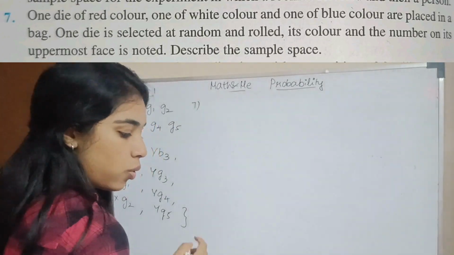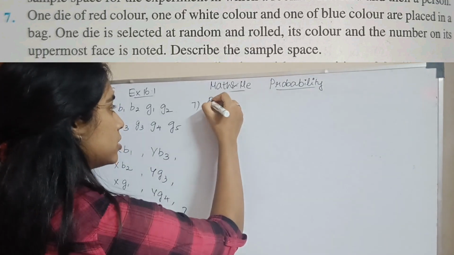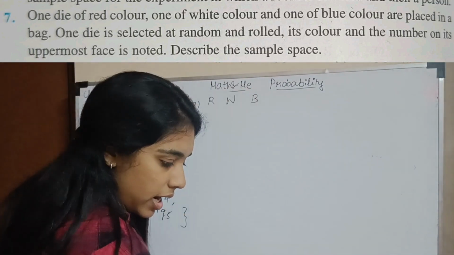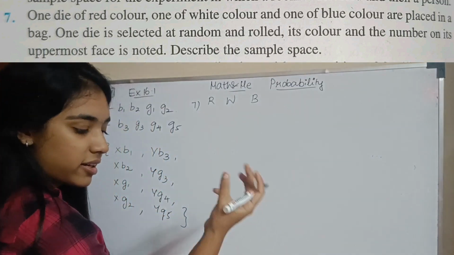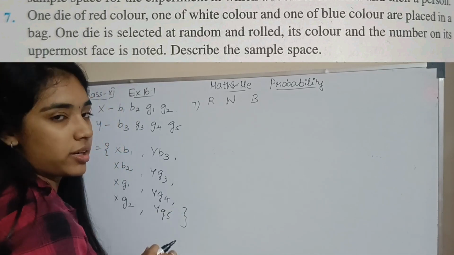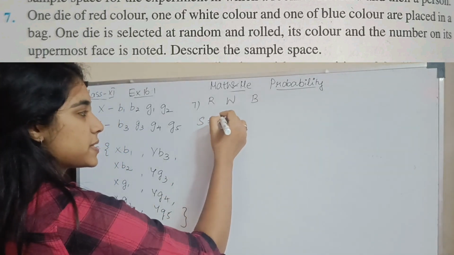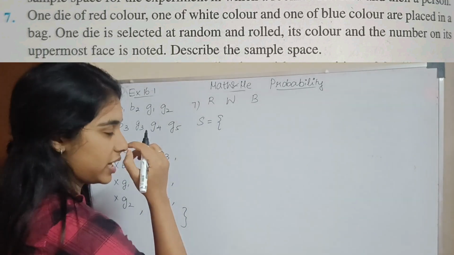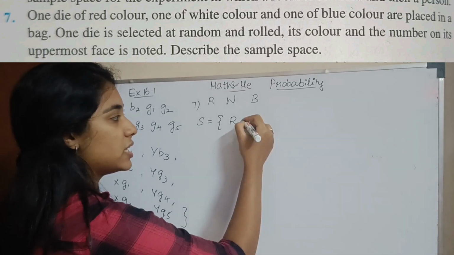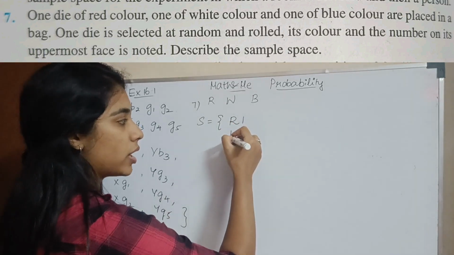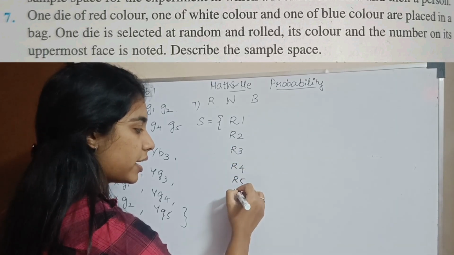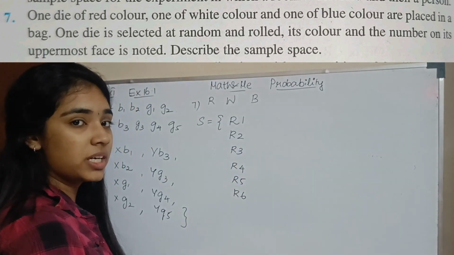Question number 7. 1 die of red color, 1 of white color and the other of blue color are placed in a bag. 1 die is selected at random and rolled. Its color and the number on its uppermost face is noted. Describe the sample space. So how will the sample space look? First, the die we pick is red. What all numbers are on a red die? What are all the possibilities? If you pick a red die, you can get 1, 2, 3, 4, 5 or 6.